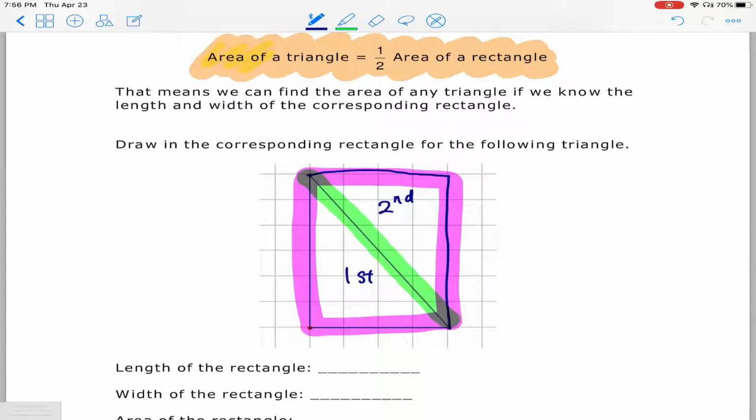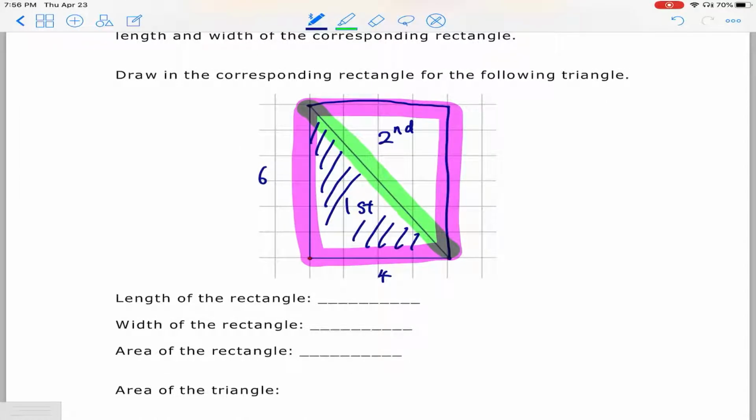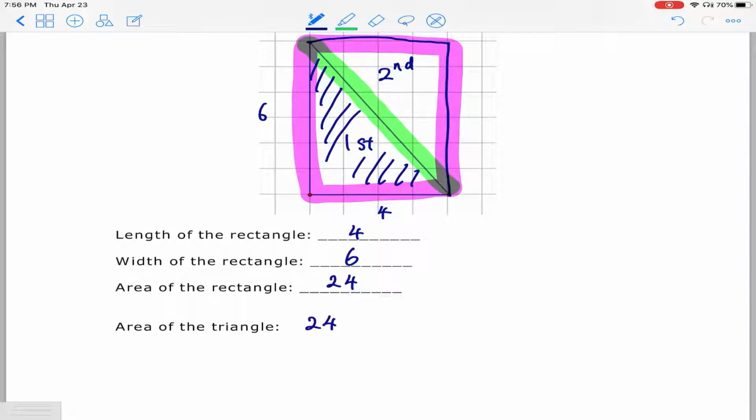And because of this, once we find the area of the rectangle, which is 4 by 6, we can simply divide it by half to get this first triangle over here, right? And that's why it says area of a rectangle divided by half or times 1/2 will give you the area of the triangle, okay? So in this case, the length of the rectangle is 4, width of the rectangle is 6, and that will give you 24 as the area of the rectangle. But we know that the triangle is only half of that rectangle, the triangle inside of it. Therefore, 24 divided by 2, which will be 12.